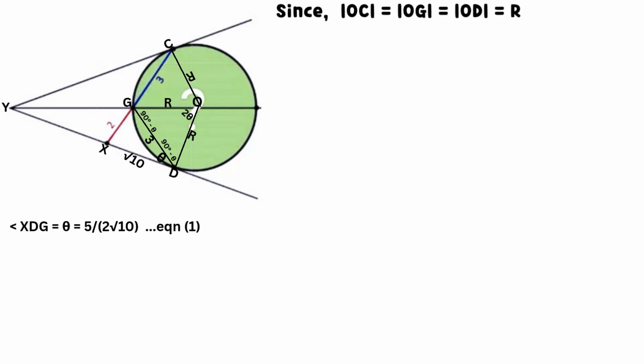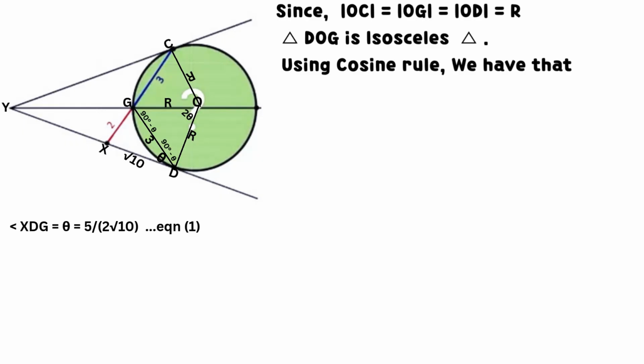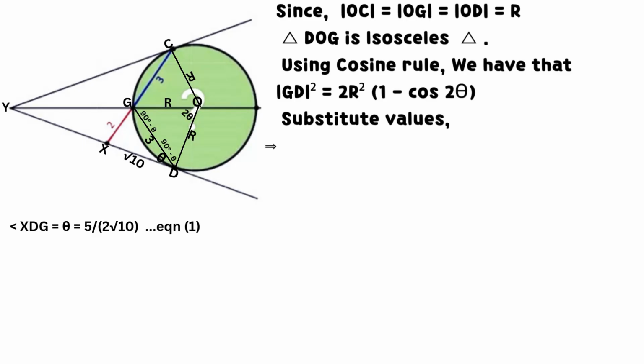Since line OC equals line OG, which equals line OD, the result is equal to the radius r of the circle. Since DOG is an isosceles triangle, using the cosine rule, we have that the square of line GD equals 2 times the product of r squared and 1 minus cos 2 theta. Substitute values. This follows that 3 squared equals 2 times r squared multiplied by 1 minus cos 2 theta. We call it equation 2.